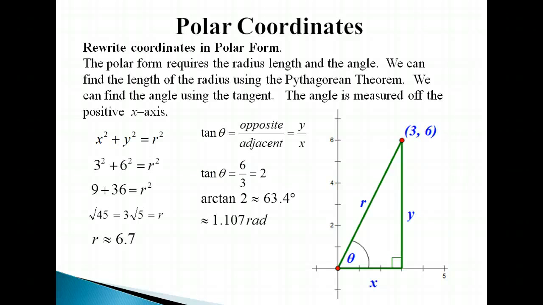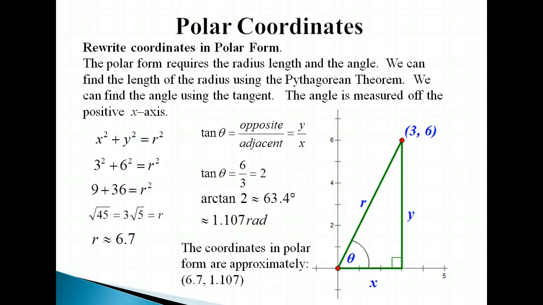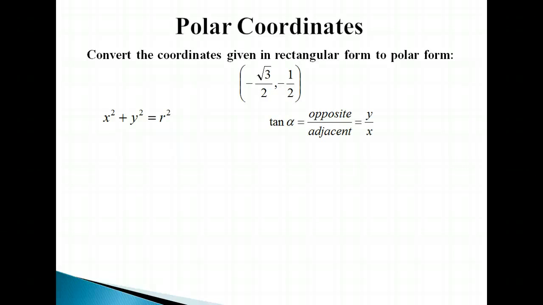And you can put that in degrees or radians. I'm trying to stick to radians here, but you can do everything in degrees. So we got the ordered pair about 6.7 and 1.1 for our polar form. So think about a circle going around there. Okay. All right, so what we want to do next is convert another ordered pair.